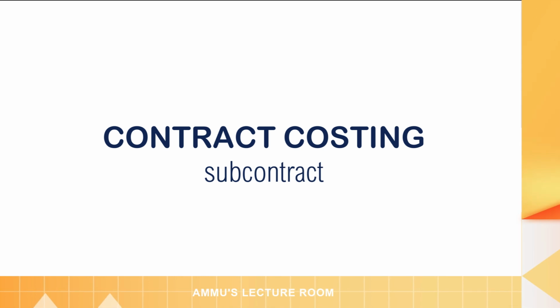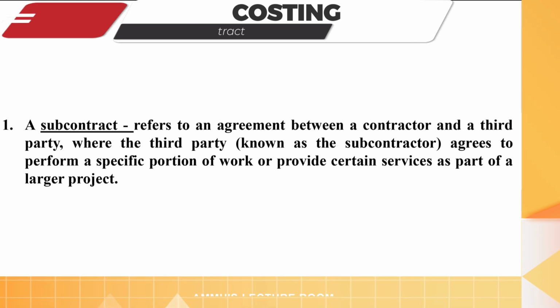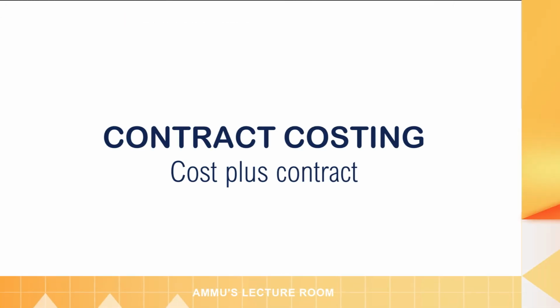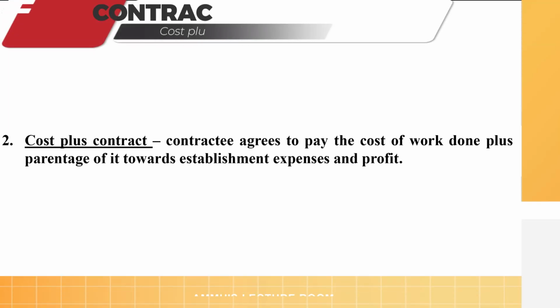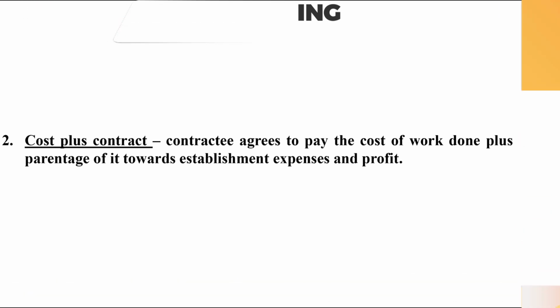First one is subcontract. Subcontract refers to an agreement between a contractor and a third party, where the third party is known as the subcontractor. He agrees to perform a specific portion of the work or provide certain service as part of a larger project. Next term is cost plus contract. When the contractee agrees to pay the cost of work done plus a certain percentage of it towards establishment expense and profit, it is called cost plus contract.